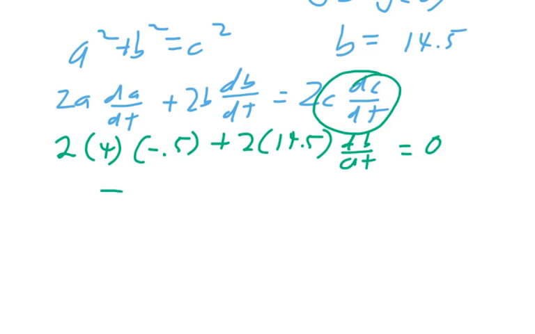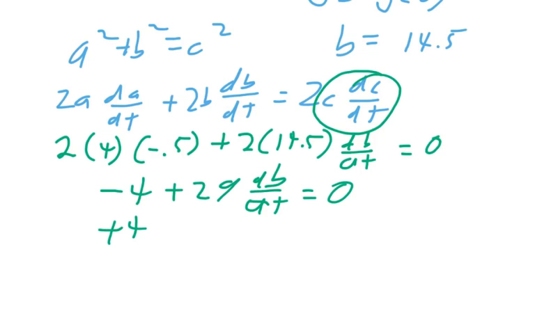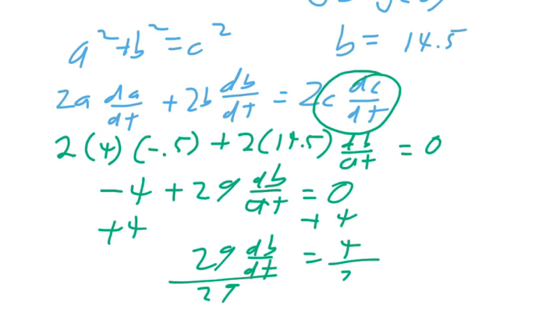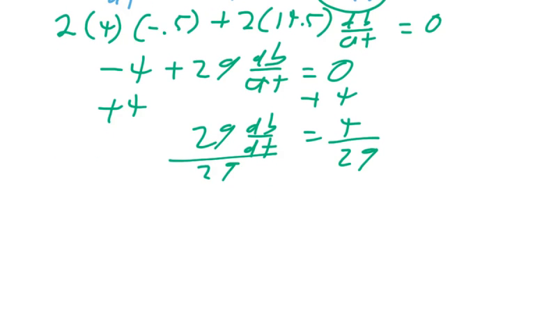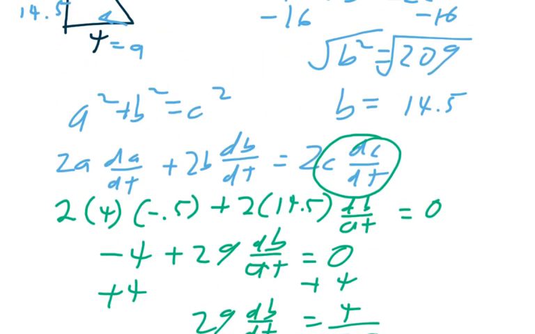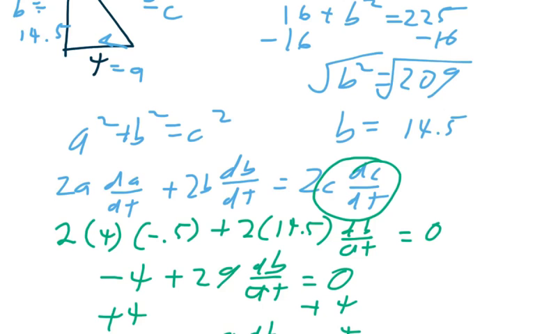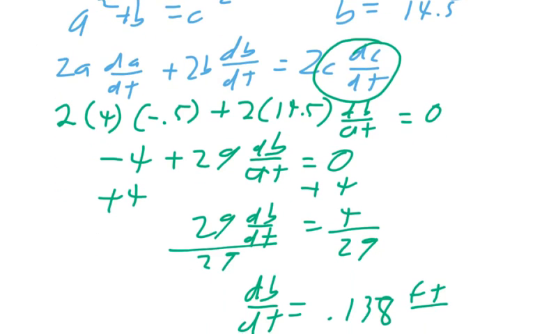So this turns out to be negative 4 plus 29 dB dt equals 0. Add the 4, 29 dB dt, divide both sides by 29, and since we already rounded once, we may as well round it again. So 4 over 29 is the same thing as 0.138 feet per minute.